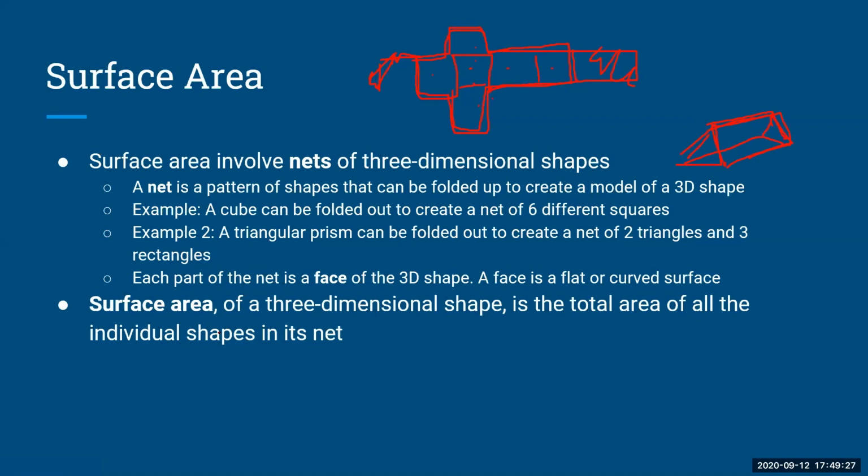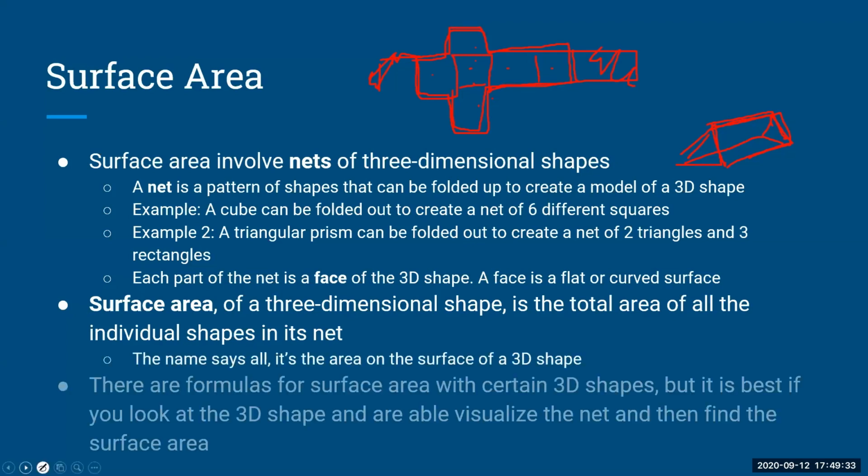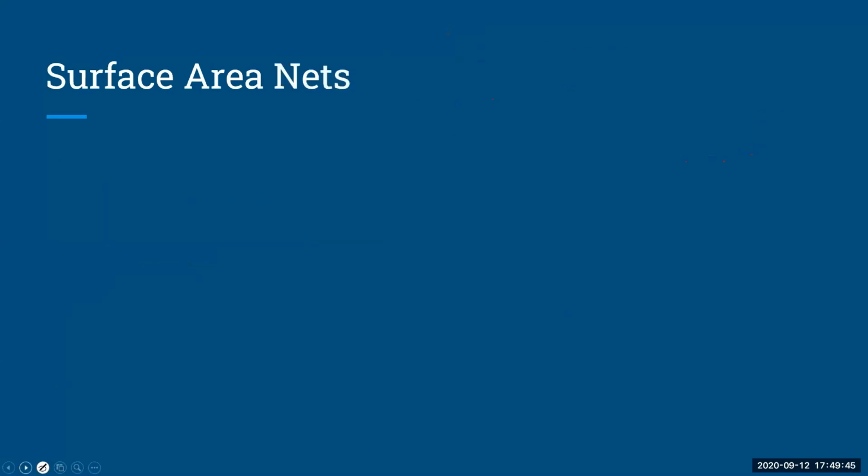And so the surface area of a three-dimensional shape is the total area of all the individual shapes in the net. So the name says it all. It's the area of a surface on a 3D shape. It's pretty self-explanatory. So there are formulas, but most of the time you're expected to look at the shape and just visualize the net yourself.